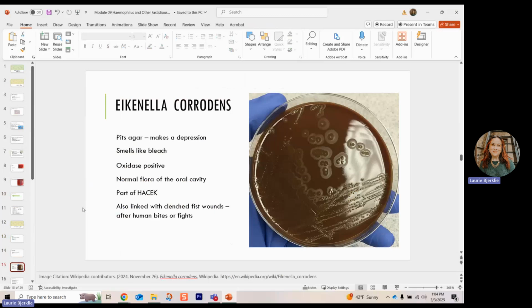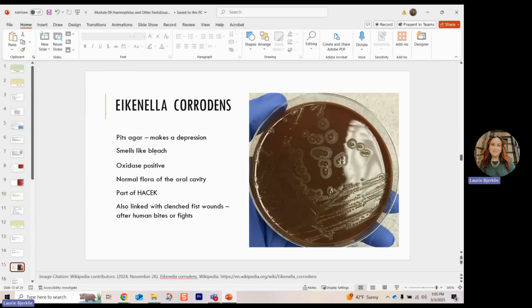Eikenella corrodens is a gram-negative, again, capnophilic, found as normal flora of the oral cavity. It has been known to pit the agar when it grows. So this is a chocolate agar plate showing Eikenella corrodens. It's hard to see, but you see where it's kind of cloudy there with clear there. That's where it's pitting down into the agar plate. It'd be easier to see if they had it on an angle or a side view to see that pit. But that is a unique feature of Eikenella corrodens, that it makes that depression into the agar.